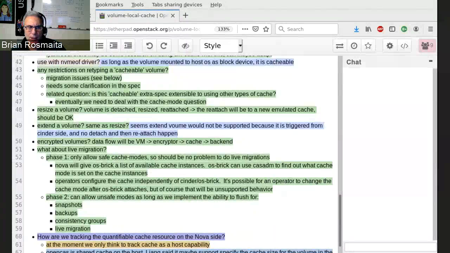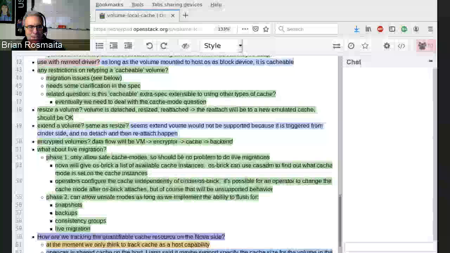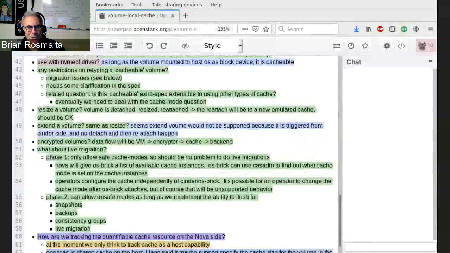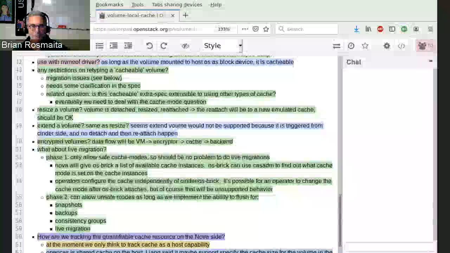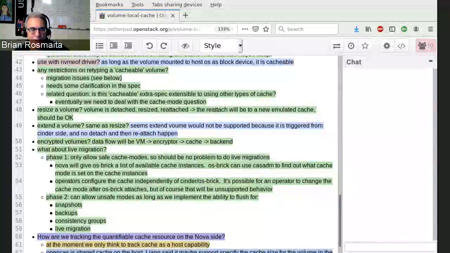All right, I think we're at line 48 maybe, about resizing. So it seems like that's going to be an okay operation because you detach the volume, resize it, and then when you reattach, everything's set. The detach is going to flush the cache, things will be written, and then after you do your thing and reattach it, you'll have a fresh cache set up for that size volume.